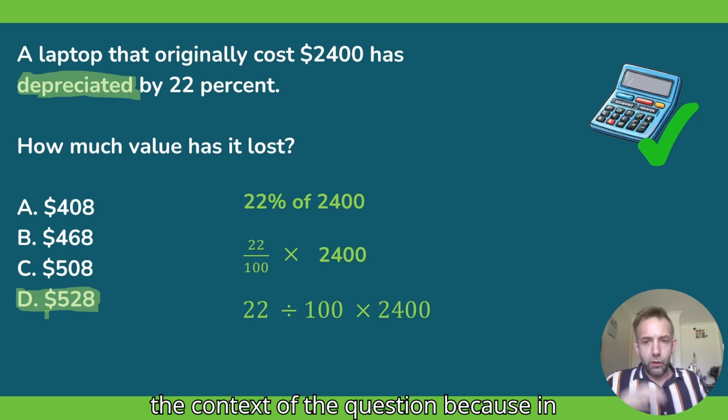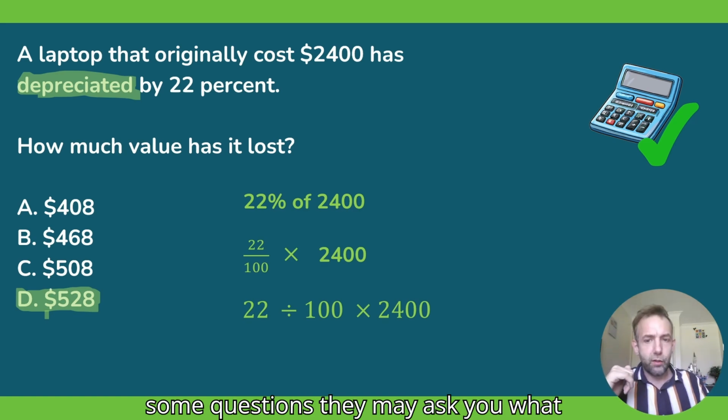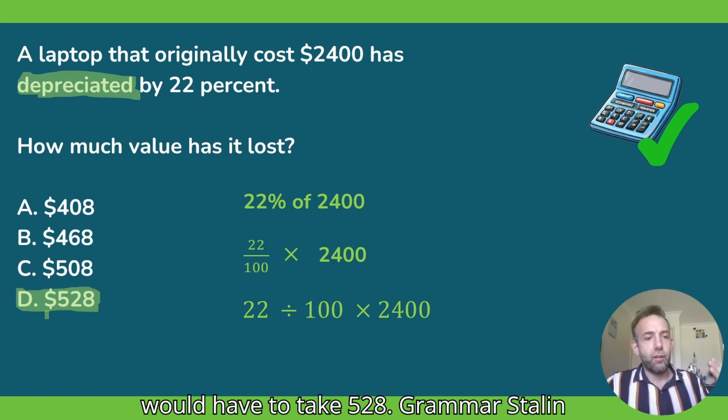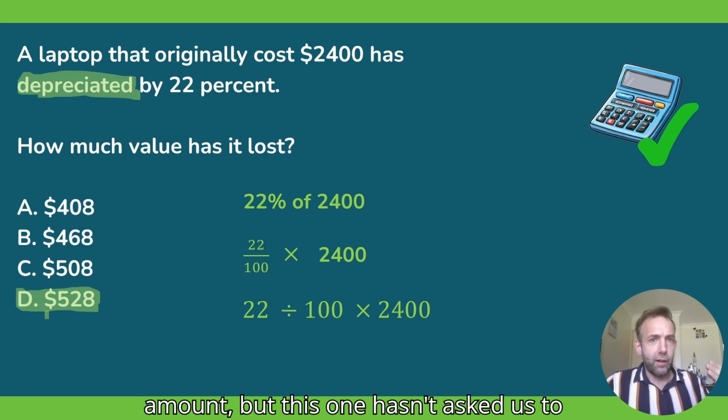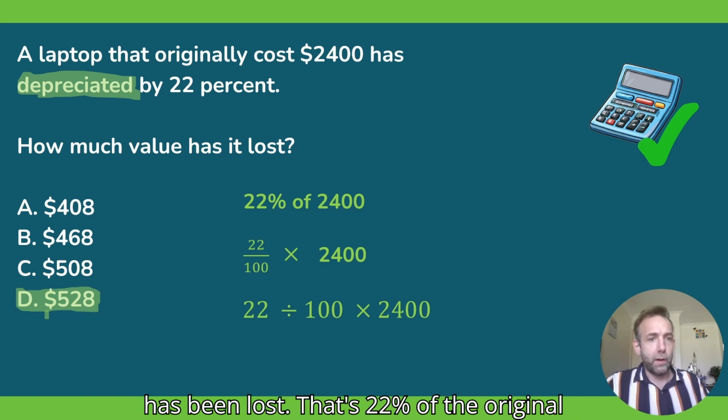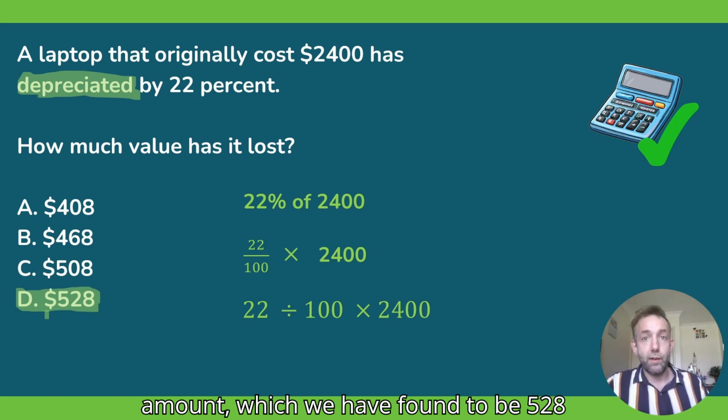$528. Just make sure you're checking the context of the question, because in some questions they may ask you what is the new value. So if they asked us for the new value, we would have to take 528 from our starting amount. But this one hasn't asked us to do that. They've just said how much money has been lost. That's 22% of the original amount, which we have found to be $528.